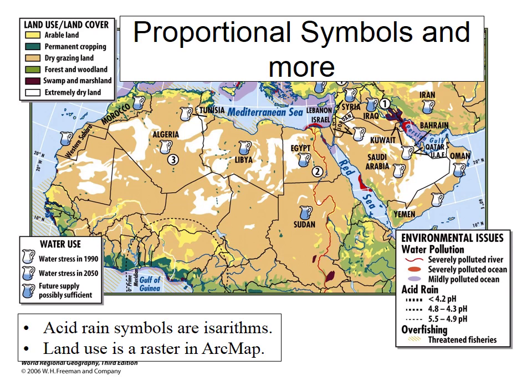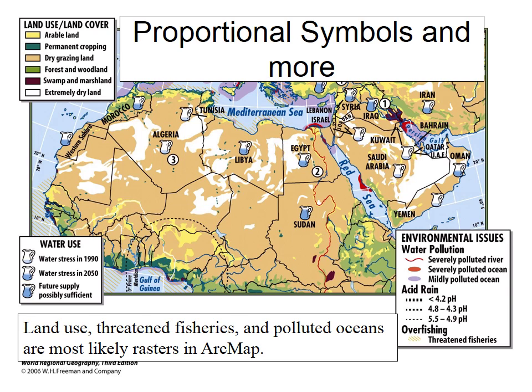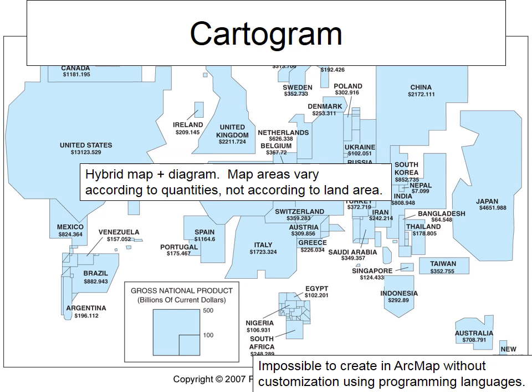And land use, whether it's grazing land or forest, is represented by colors. In the GIS world, these would be rasters. Finally, land use, threatened fisheries, and polluted oceans would all most likely also be rasters in ArcMap.